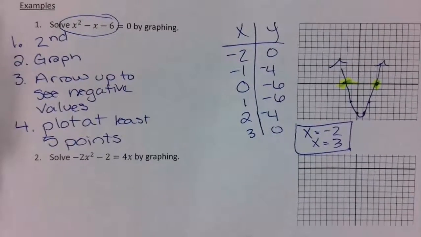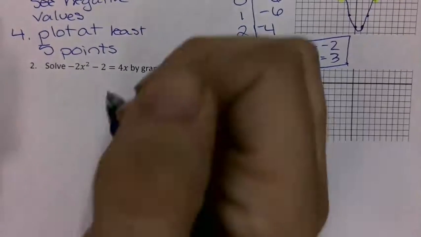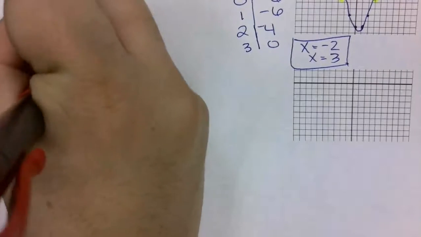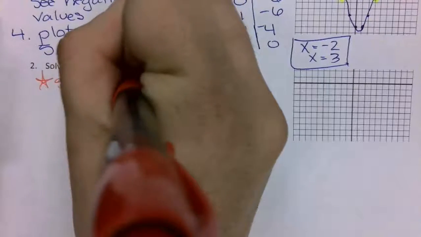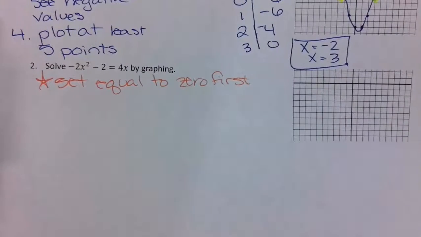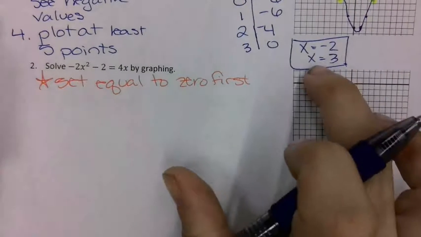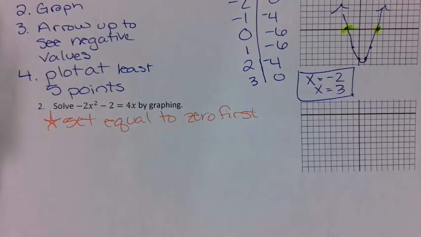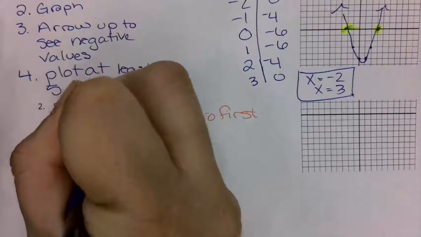Can I move on to number 2? Okay, this one wants me to solve, but notice how it's not set equal to 0. That's going to be my first step. Those are where it's crossing the x-axis, so where I had the y value of 0 on my table of values. Okay, so I want to set equal to 0, so I'm going to rewrite my problem.